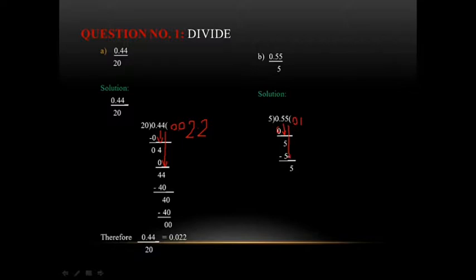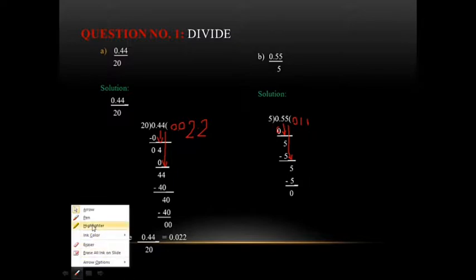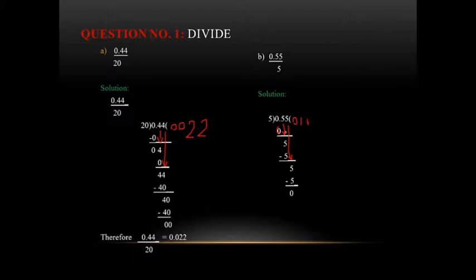Then bring that 5 down. Then again 5 into 1 will be 5. Then do the subtraction here. 5 minus 5 will be 0. So we got here remainder as 0, and here the decimal is given before 2 digits. So here also we will put the decimal before 2 digits in the answer.